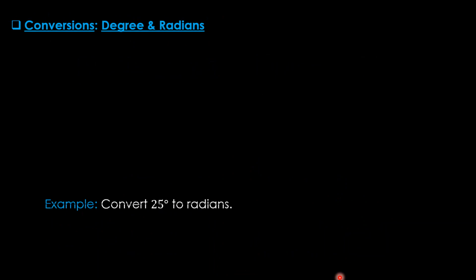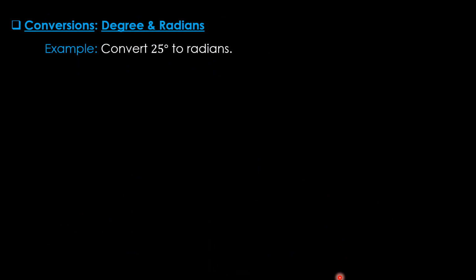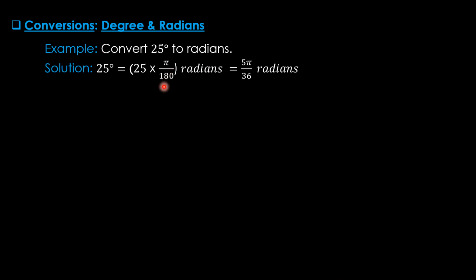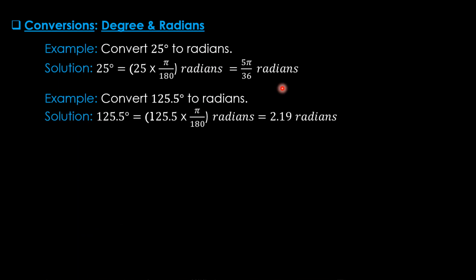Conversions between degrees and radians. Example: convert 25 degrees to radians. Solution: we just multiply 25 degrees by pi over 180 and we get 5 pi over 36 radians. Similarly, convert 125.5 degrees to radians. We multiply the same way by pi over 180 and, if we substitute the value of pi, we get 2.19 radians. Convert 45 degrees 20 minutes to radians.